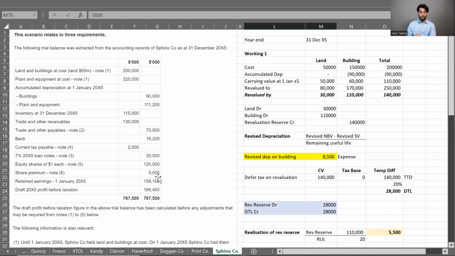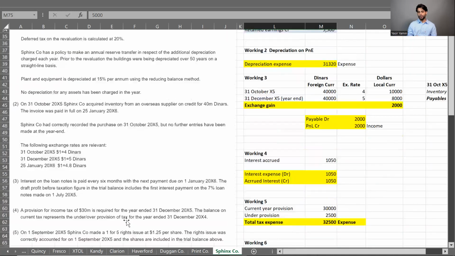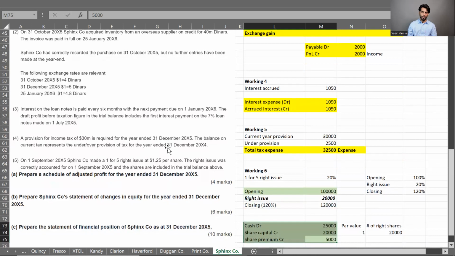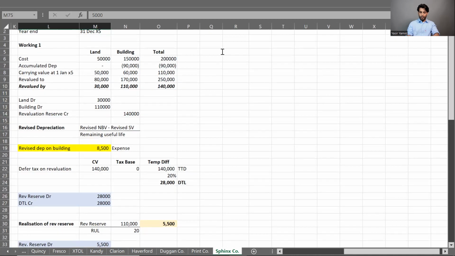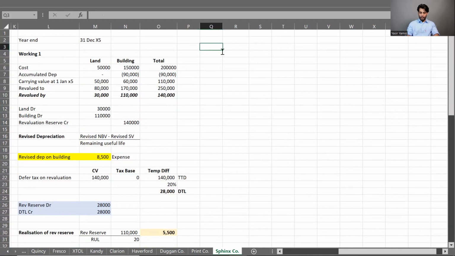Excellent. And now once we are done with all the adjustments, we just need to go on and prepare these 3 requirements: schedule of adjustments, statement of changes in equity, and SOFP. And believe you me, it's not difficult. I'll just show you how to do it. I'll just make up some room for me. Write down here requirement A.